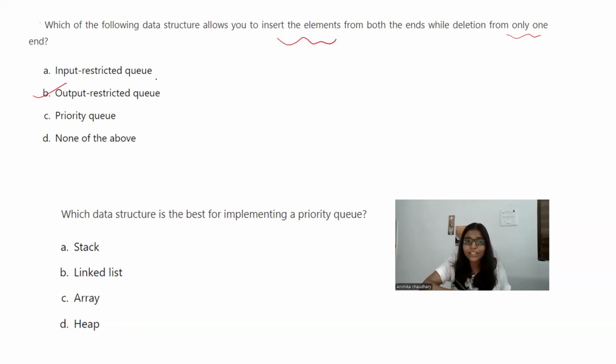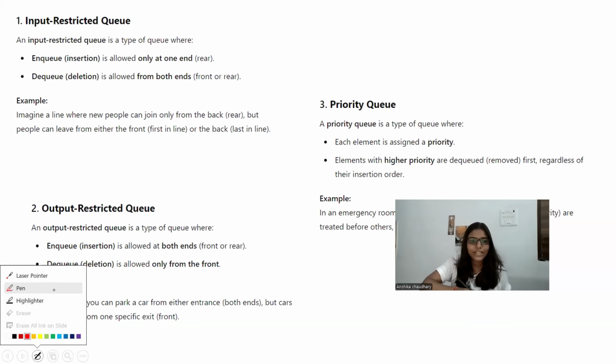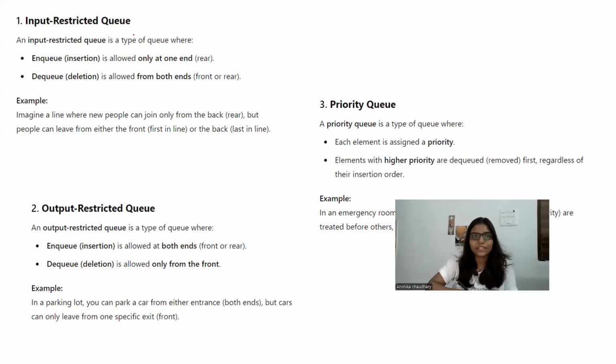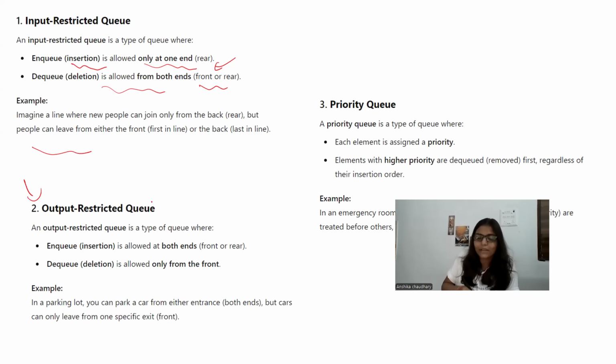Now what is an input restricted queue or what is a priority queue? Let me show you. So you can have a look here. Input restricted queue. An input restricted queue is a type of queue where enqueue, that means insertion, is allowed only at one end, and that is the rear end. And dequeue is allowed from both ends, that is front end or rear end, right? Now you can have a look at the example.